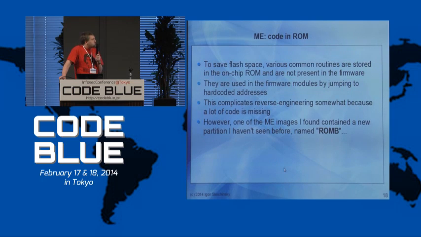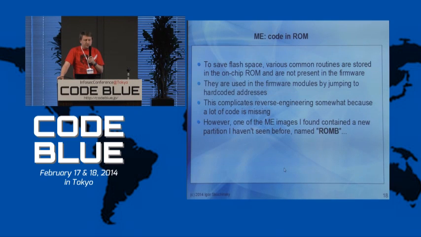Now, one difficulty that I encountered when analyzing firmware for this management engine is the code in ROM. Apparently, to save flash space, there are several common routines, such as C functions, memcopy, string copy, which are not put in the firmware which is upgradable, but in the on-chip ROM. So when you analyze the firmware, you don't see those functions. You see just jumps to some addresses which are not present in the code you're analyzing. This makes reverse engineering a bit complicated because you have to figure out what the missing functions do by analyzing the surrounding code. So this was a little bit difficult in the beginning.